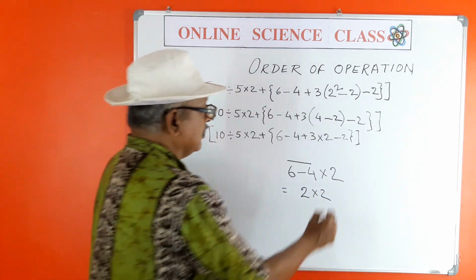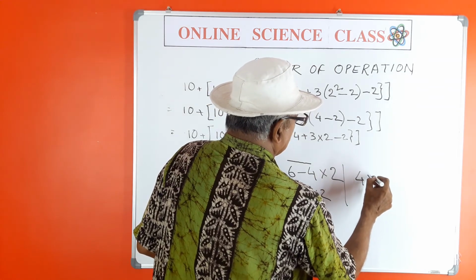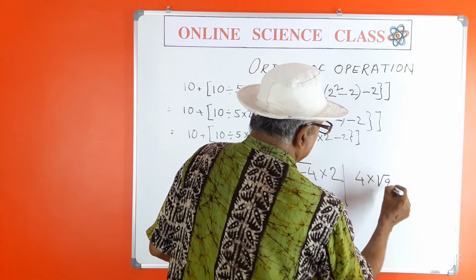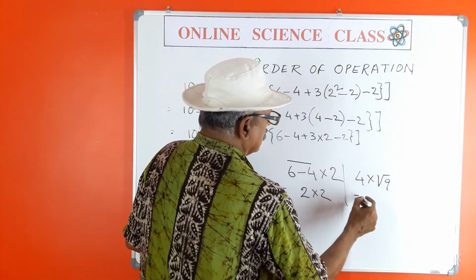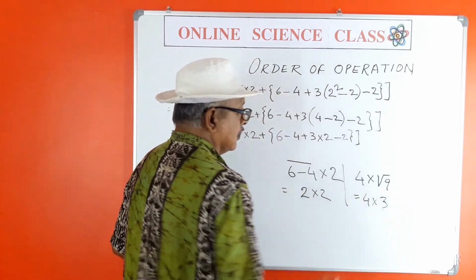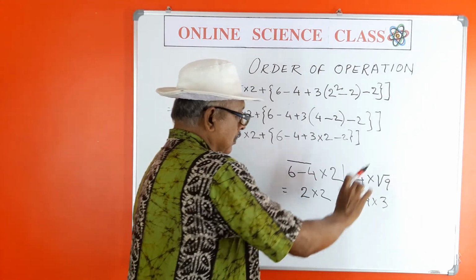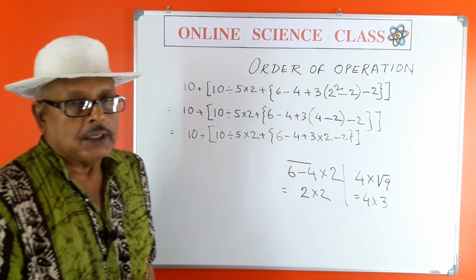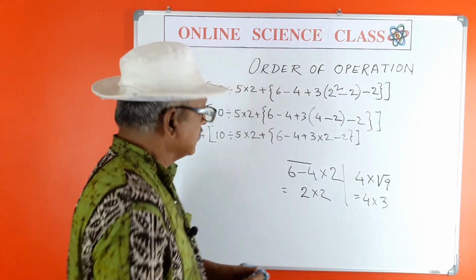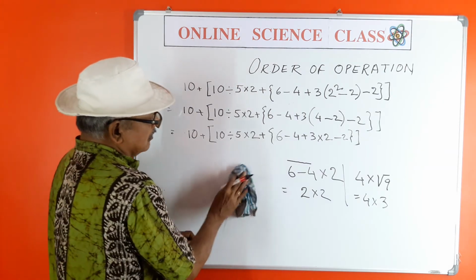Okay. Similarly for root, say 4 into root 9. We have to do 4 into root 9 means 3, taking the positive value. This way, this bar bracket or the exponents, priority should be given, whether they are within the brackets or outside the brackets. Okay. So this is the order of operation.